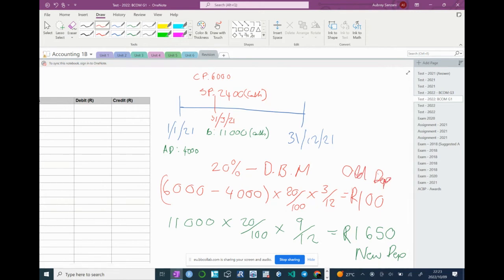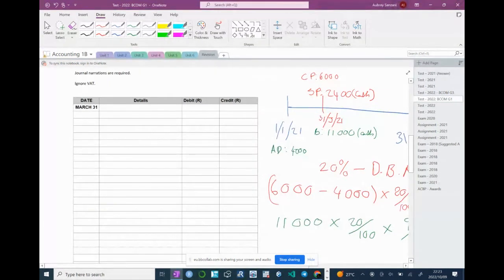We can now record. So like I said, step number 1, we're recording the depreciation on that old asset. And here they also asked us to do narrations. Okay, so what are we debiting? What are we crediting? To record the depreciation on the old asset before we can dispose of it, what are we debiting? What are we crediting?